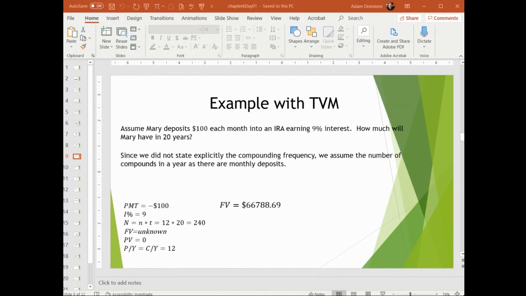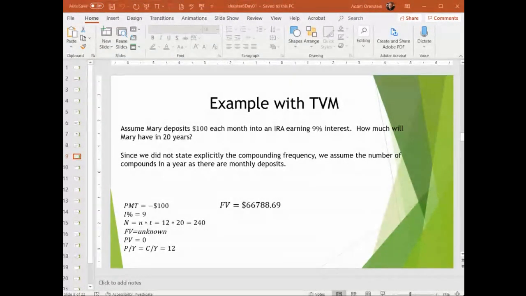But again, just like before, the compounding frequency, how often it's compounded, is not stated explicitly. So we're assuming that the compounding frequency is the same as how often she makes deposits. So in this case, since she's making monthly deposits, the account is being compounded monthly. So n is 12, in other words. So little n is 12.